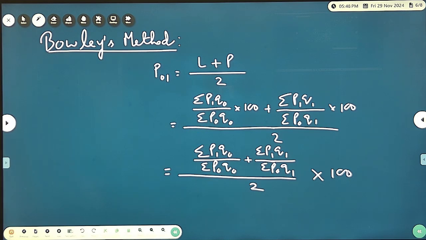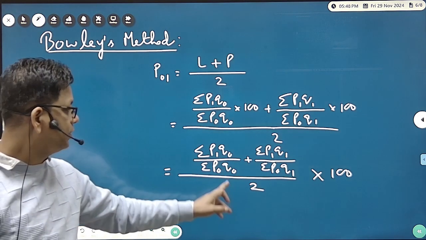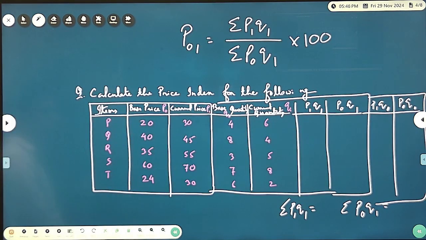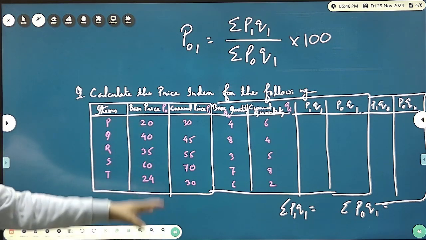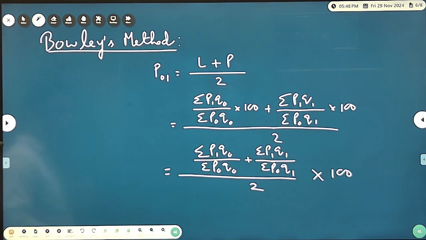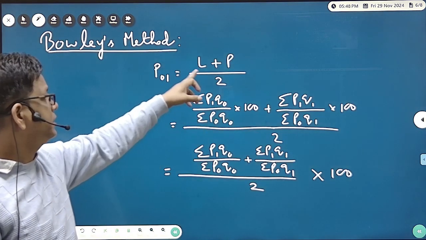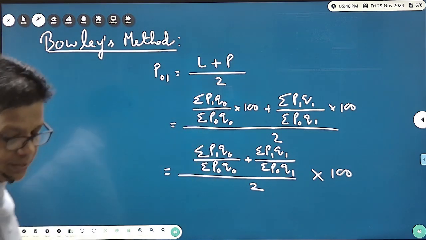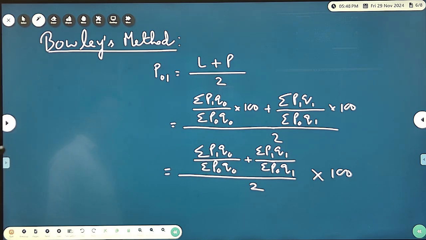Now how to find it? Once again it is the same table that I showed for Fisher's method. Look at the board. We need P1 Q naught, P naught Q naught, P1 Q1 and P naught Q1, which I have already shown in this table. After getting these products, the summation is to be done, and you just put them here for Fisher's method and in this for Bowley's method. The method is very clear. You don't have to learn everything by heart. You just understand L plus P by 2, then the summation will be there. The previous one is under square root. I hope it is okay.